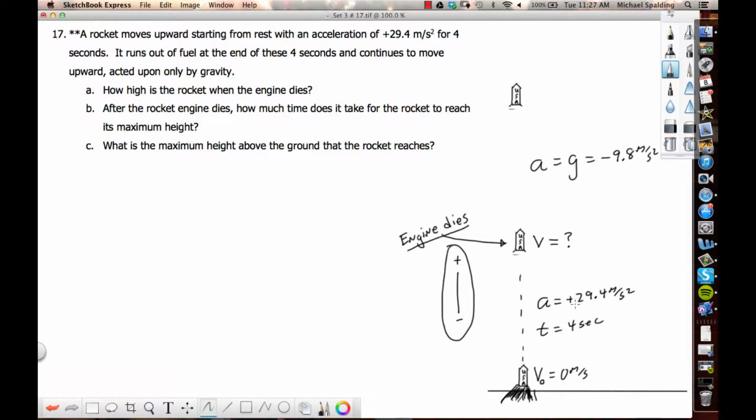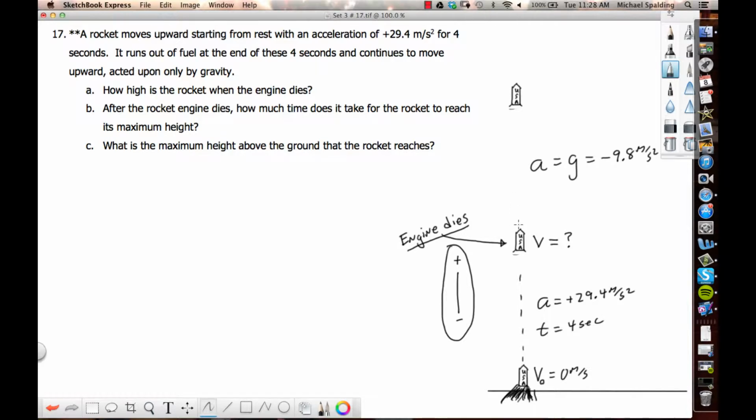So why is this first acceleration plus? Because which way is the velocity changing? Up or down? Up. The rocket's going faster, faster, faster upward, right? Now, as soon as the engine dies, which way is the velocity changing? Down. That doesn't mean it's going down.